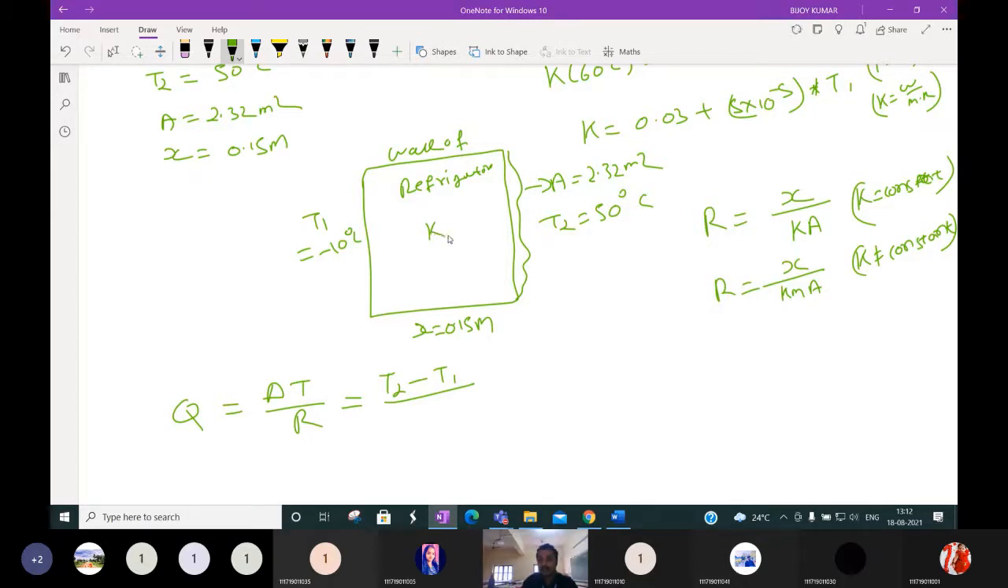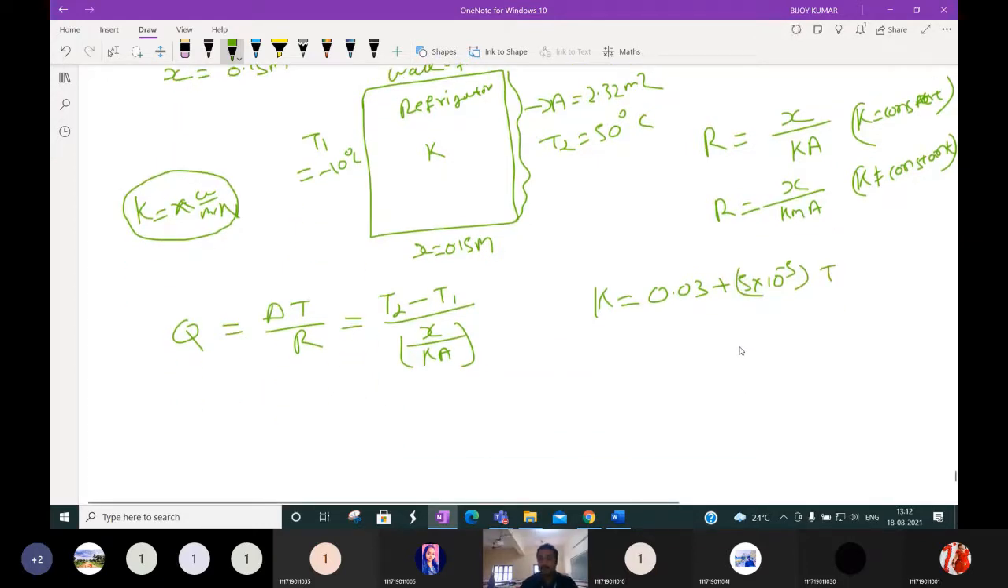In the previous problems we discussed, the K value was constant. A certain value of K was given in watt per meter Kelvin, so we could directly put X by Ka and get everything. But in this problem, the K value is not given. Instead, it is given that K is changing as 0.03 plus 5 into 10 to the power minus 5 into T, where T is in degrees Celsius.